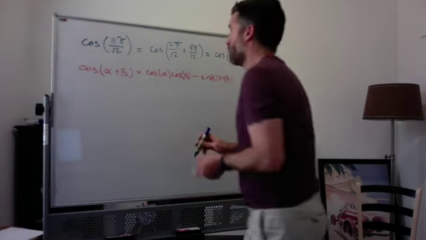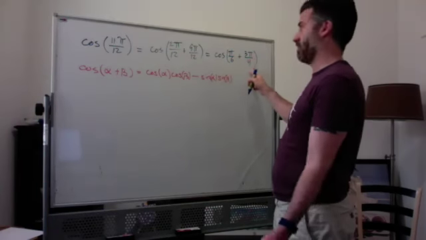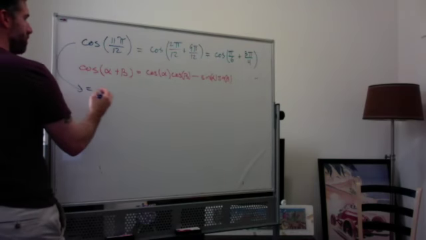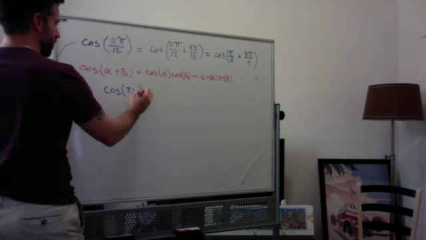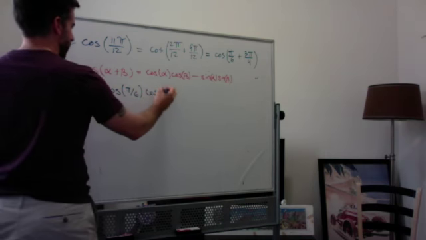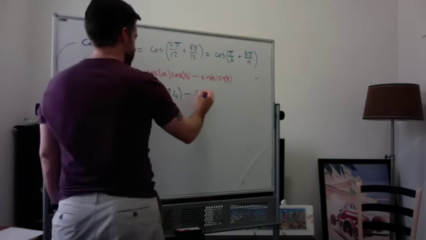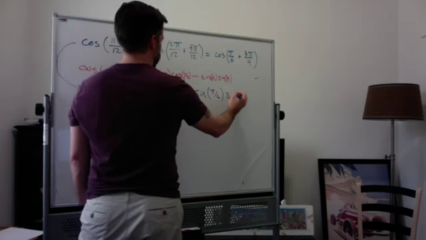So in this problem, pi over 6 is playing the role of alpha and 3 pi over 4 is playing the role of beta. So our expression is going to be equal to cosine of pi over 6 times cosine of 3 pi over 4 minus sine of pi over 6 times sine of 3 pi over 4.